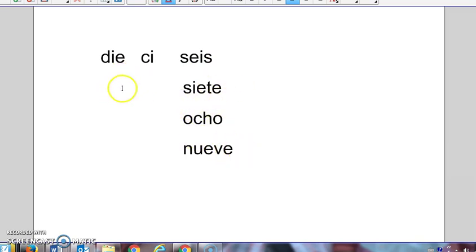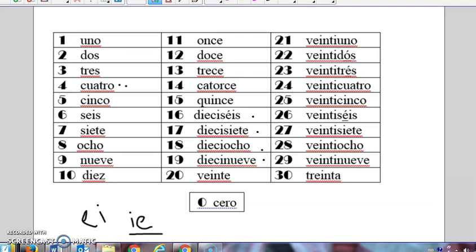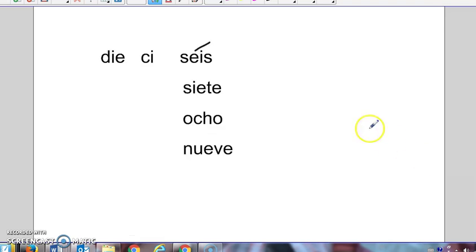Dieciséis. Diecisiete. Dieciocho. Diecinueve. It's very simple. If you look also, 16 has an accent. So you have to remember that accent there. Dieciséis. Again, please don't pronounce it dieciséis, but that's how you remember to spell the number correctly. Dieciséis for spelling. Diecisiete.